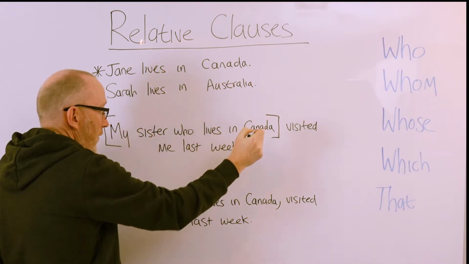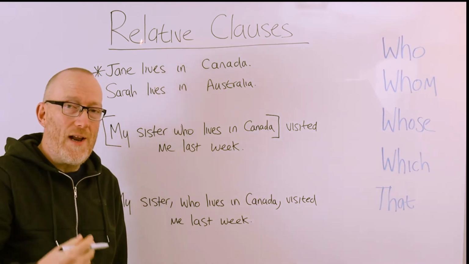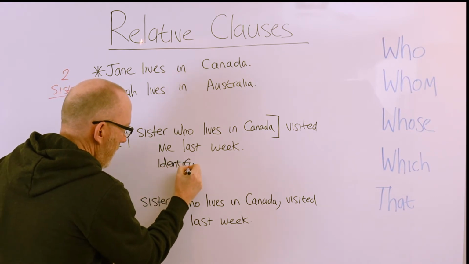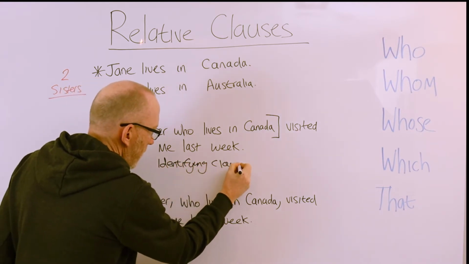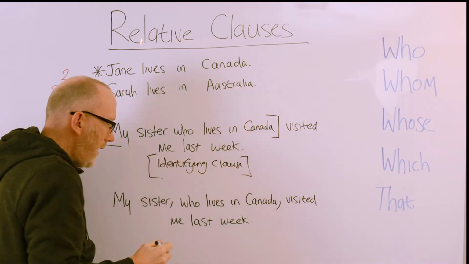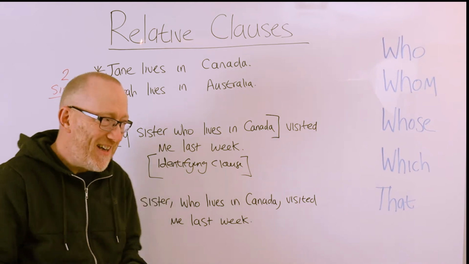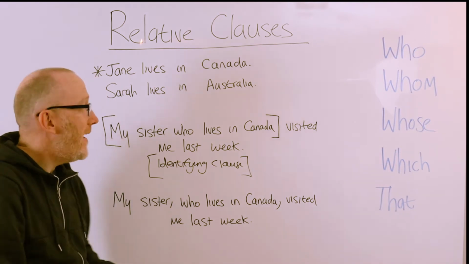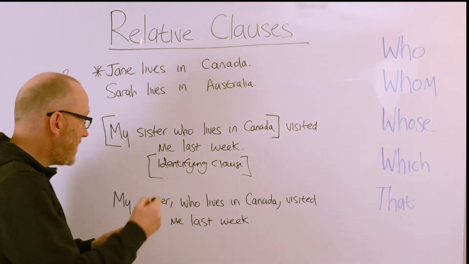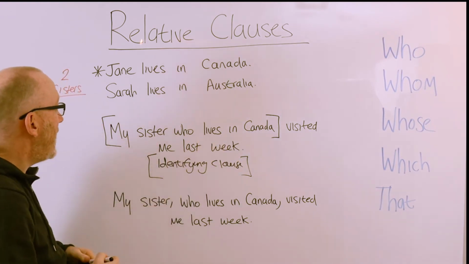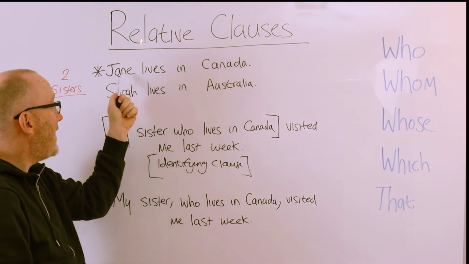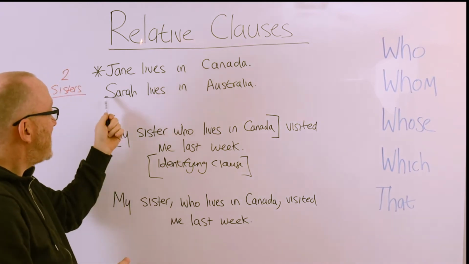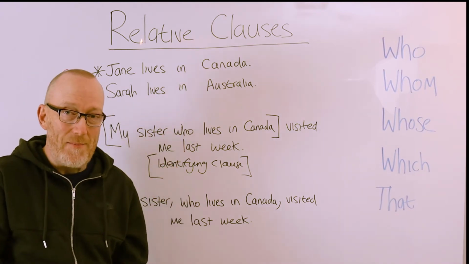This clause here is what we call an identifying clause. It's known as an identifying clause because it is identifying one of more than one, one of many. In this case, I have two sisters. And this clause here, my sister who lives in Canada, is identifying my sister who lives in Canada, in this case, Jane. So my sister who lives in Canada visited me last week. My sister who lives in Australia didn't visit me last week.